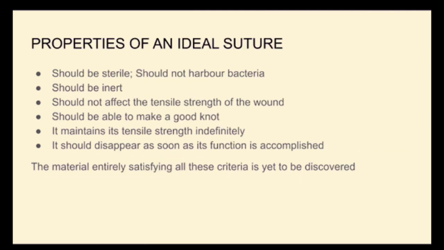So let's talk about the properties of an ideal suture. An ideal suture should be sterile, and should not harbor any bacteria, to prevent infections. It should be inert to prevent tissue reaction between the suture and body tissues. It should not affect the tensile strength of the wound, to prevent wound breakdown.